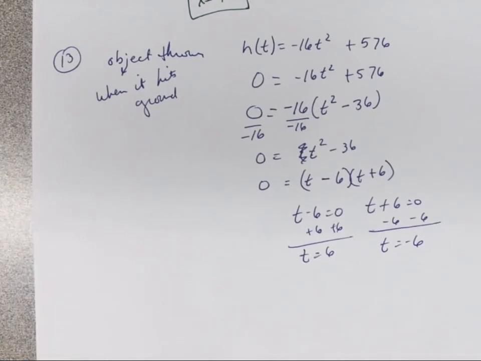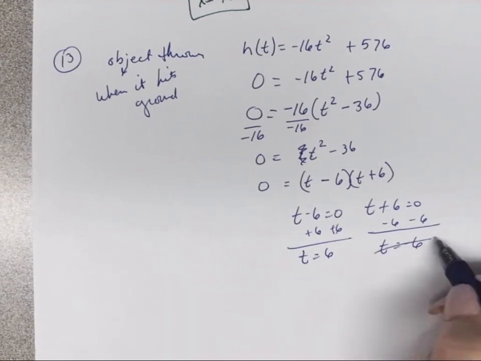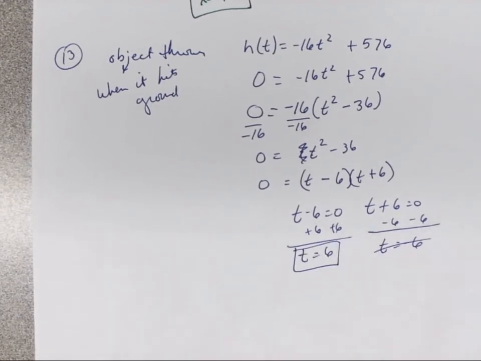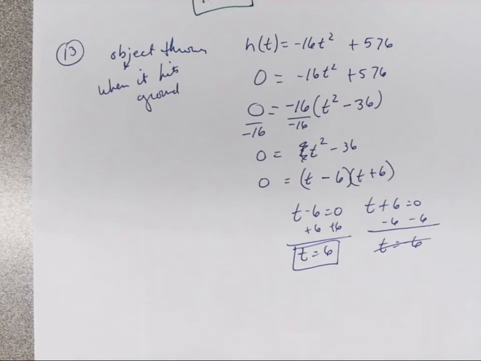Now, you're looking at when will the object hit the ground? So you're talking about a time. You cannot have a negative time. This one will not work. So it's only going to be 6 seconds. Because I imagine we're looking at, yes, it says seconds in the problem.